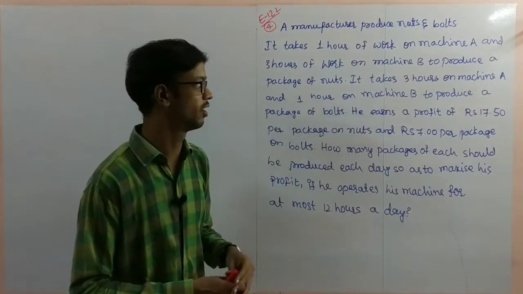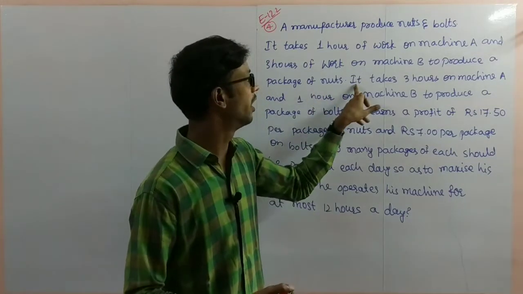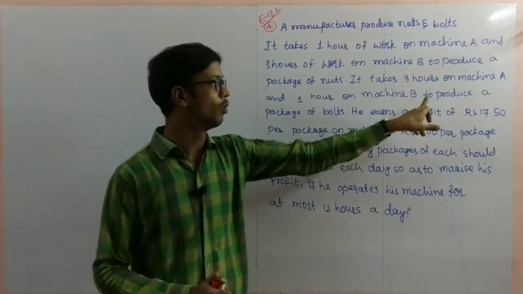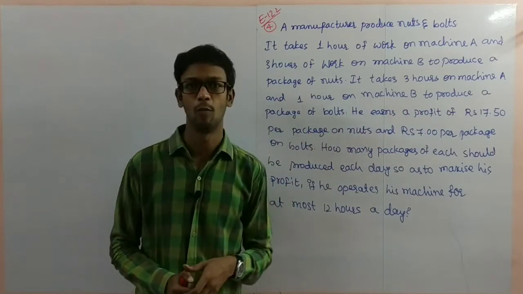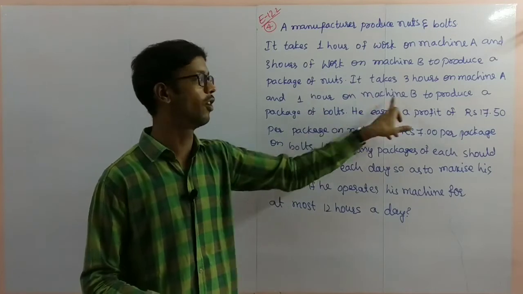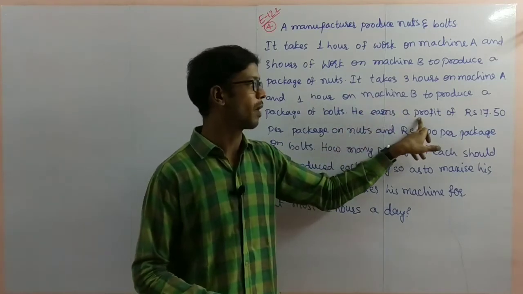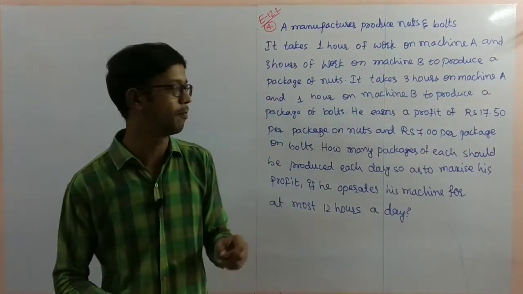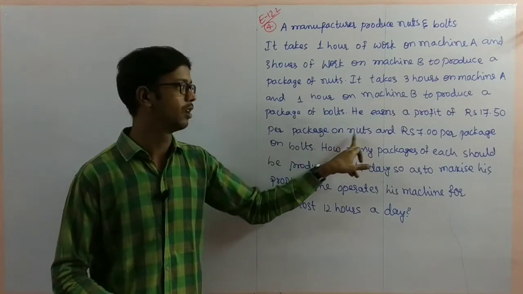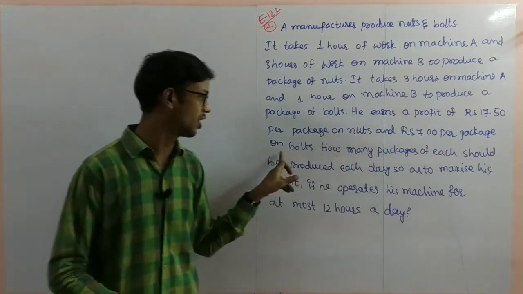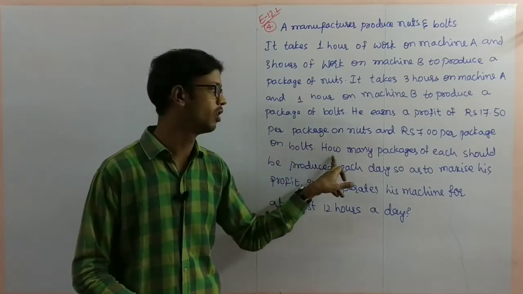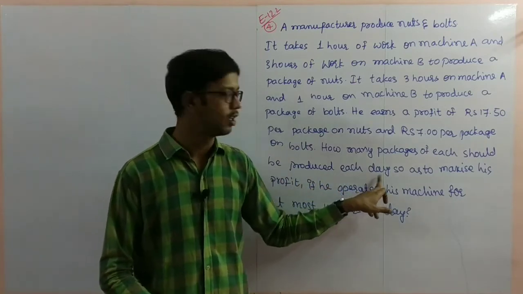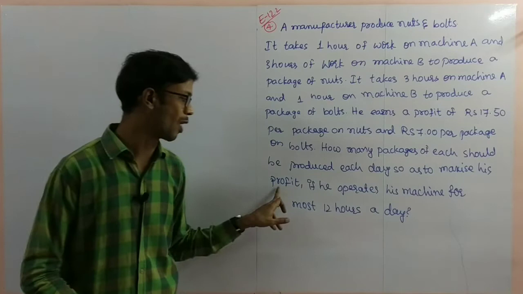Here two types of machines are there. Next, it takes 3 hours on machine A and 1 hour on machine B to produce a package of bolts. He earns a profit, which they have given here: 12 rupees 50 paise per package of nuts and 7 per package of bolts. How many packages of each should be produced each day so as to maximize his profit?